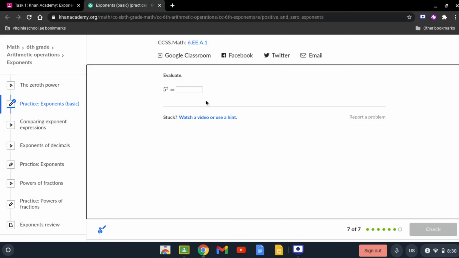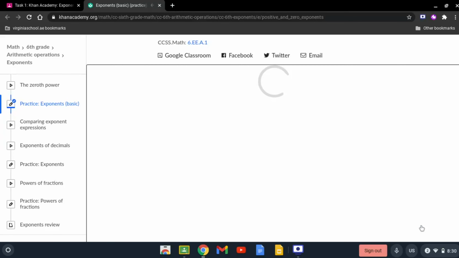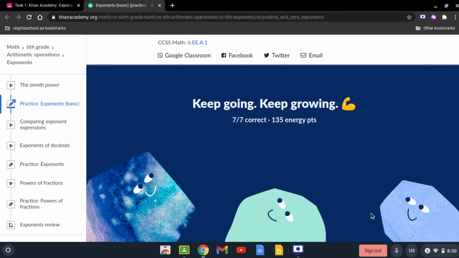Correct. Evaluate. Okay, we have 5 to the power of 2. Again, we want to multiply 5 by itself 2 times. So it's just 5 times 5, which is 25. And let's check. Correct. Here is the summary, 7 out of 7 correct. And that's it. Thank you.